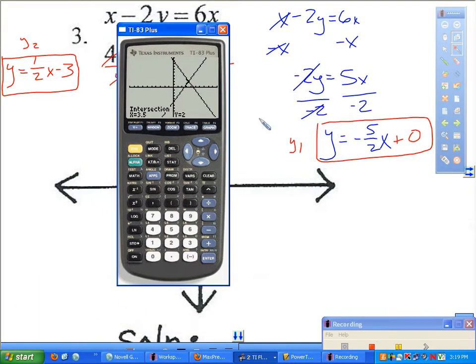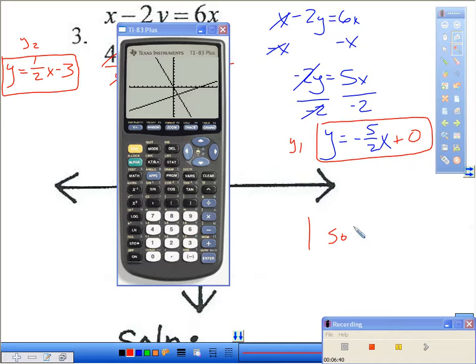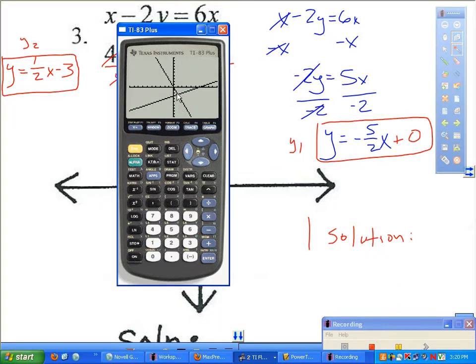Again, it doesn't matter really which one we enter in y1 and which one we enter in y2. So we're going to enter negative 5 halves x plus 0, or we can just leave that off, and then 1/2 x minus 3. If we hit graph, we're going to see that those two lines cross in one point. That, again, on number 3, means that this system of equations has one solution, and then it tells us in the instructions to identify what the solution is. So our solution is going to be the point where they intersect.